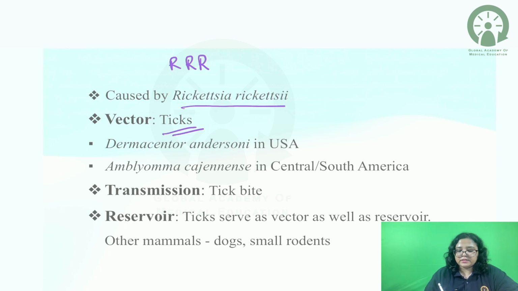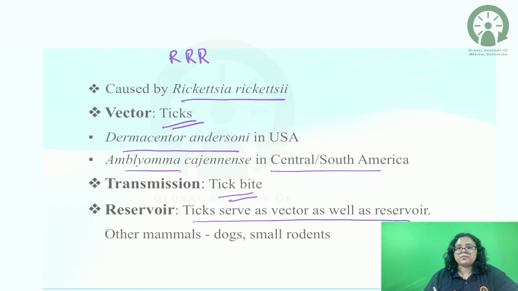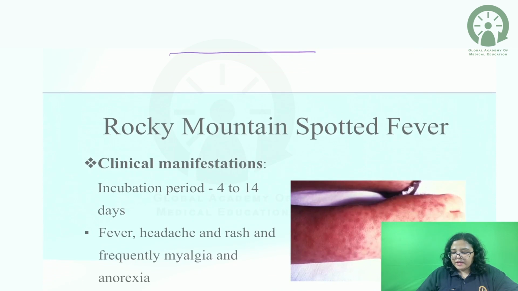It is predominantly seen in the US, and the vector is Dermacentor andersoni in the US and Amblyomma cajennense in Central and South America. You can remember Dermacentor and Amblyomma. Transmission is by bite of ticks. The ticks serve as vector as well as reservoir, and other mammals like dogs and small rodents may also act as reservoir.